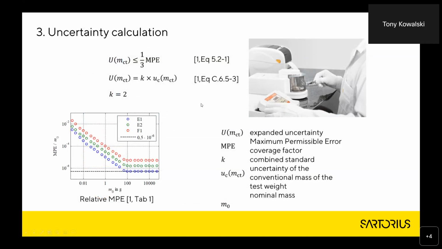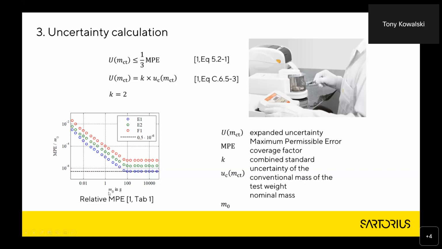So most important to know is that the total uncertainty must be less than or equal to 1/3 of the maximum permissible error. So in the OIML table, for all weights, you're given a nominal value and you're given a maximum error that those weights, depending on whether they're E1, E2 or F1. So our total combined uncertainty must be less than or equal to 1/3 of the tolerance or the maximum permissible error for the weight you're testing.